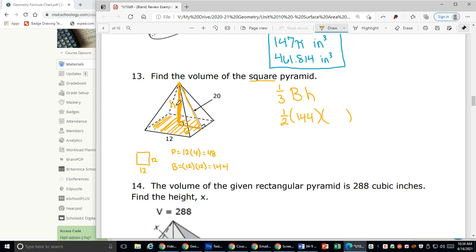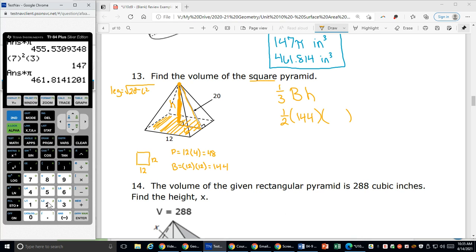What is this height? The height is a leg of that right triangle, which means inside my square root I'm going to subtract. My two other sides are 6 and 20. We always put the big number in first, so 20 squared and 6 squared. In my calculator, so I can do as little rounding as possible, I'm just going to do the 20 squared minus the 6 squared without the square root.